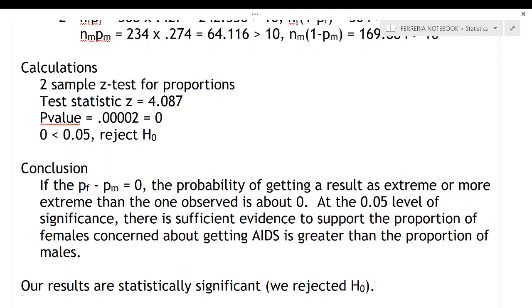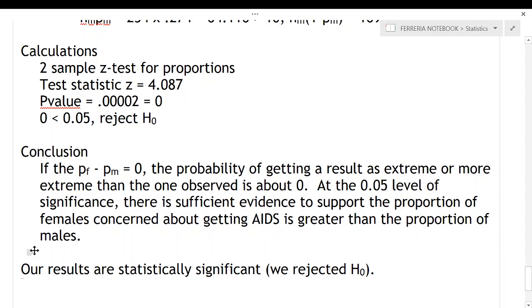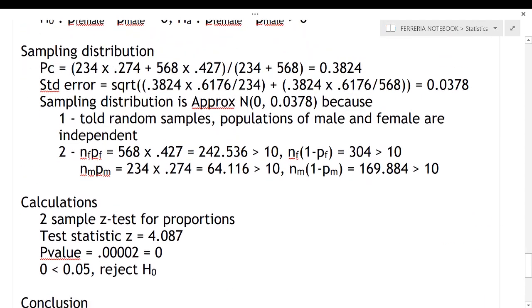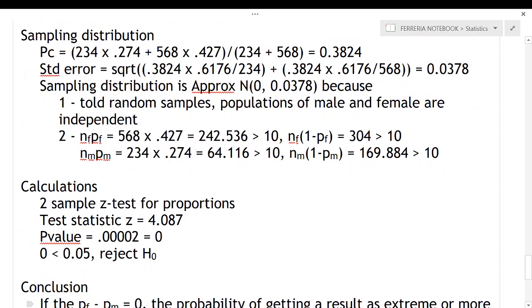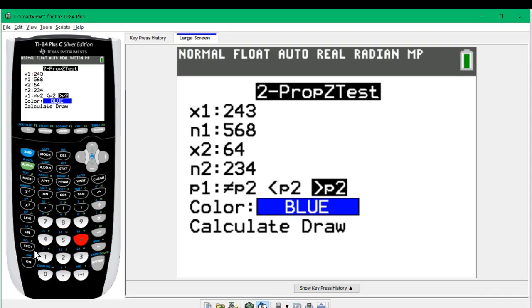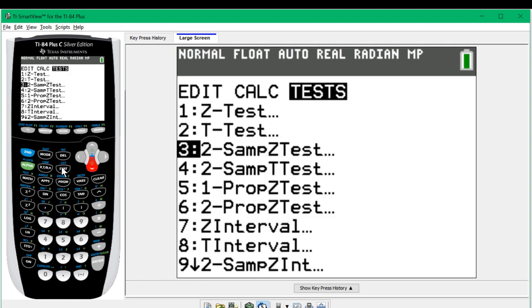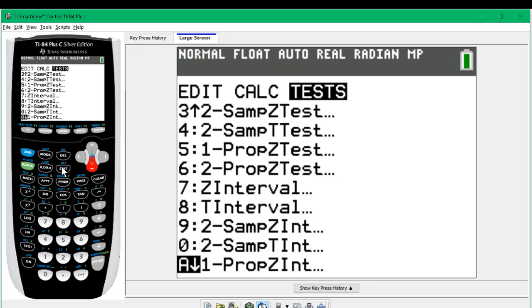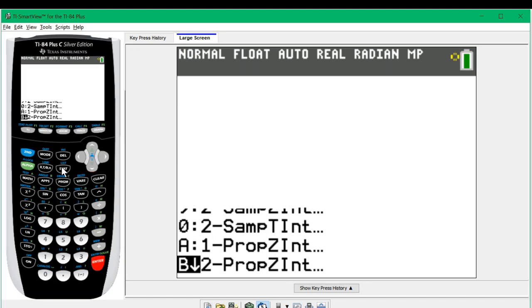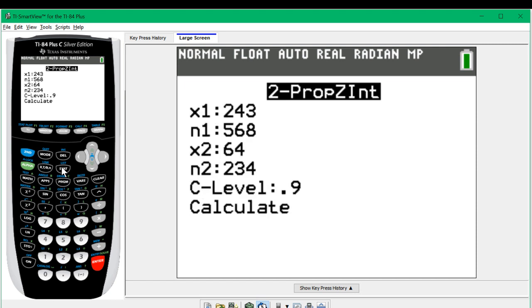All right, let's get a 95% confidence interval for the difference. Let's go to stat, test, 2 samples, 2 prop Z interval. Look at that, it saved our numbers for us. The only thing we need to change is the 95% confidence interval.